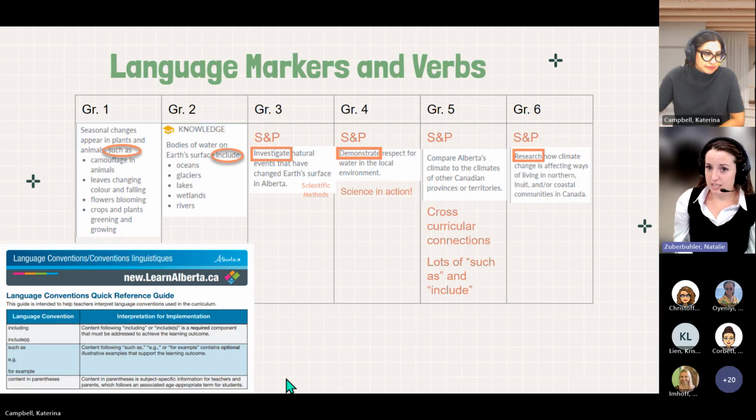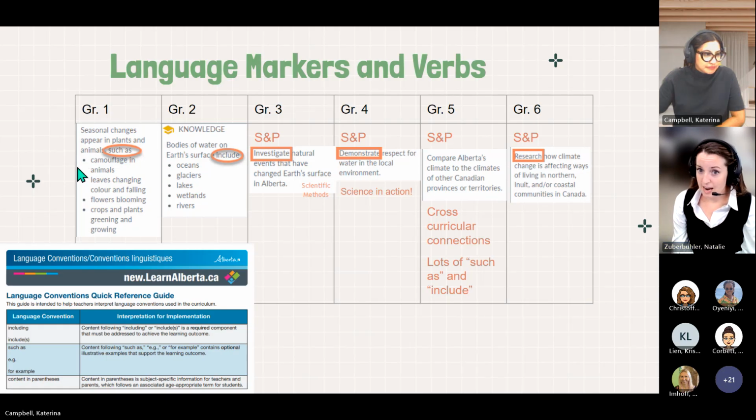In grade 1, you'll see seasonal changes appear in plants and animals, such as. In any grade, when we see this language marker, "such as," that offers me some voice and some choice. So I have the option, if my class is really into camouflage and animals, and then flowers blooming, I can go that route. I am not obligated to cover all 4 of those bullet points. They are options to help guide my learning or explorations in my class.